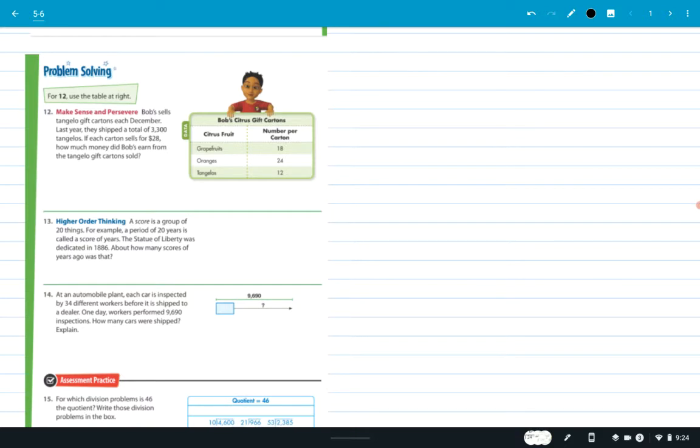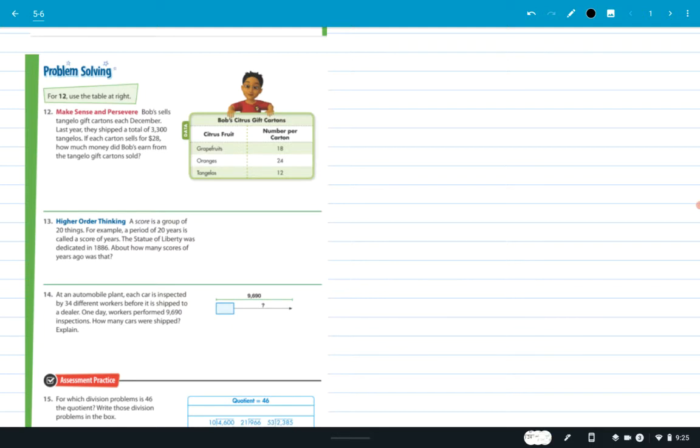All right. So number 12. Number 12, I like number 12, and I was tempted just to have you guys try it on your own. But I did want to point out one thing. Let me read it to you here. It says, Bob's sells Tangelo gift cartons each December. Last year, they shipped a total of 3,300 Tangelos. If each carton sells for $28, how much money did Bob's earn from the Tangelo gift cartons sold?